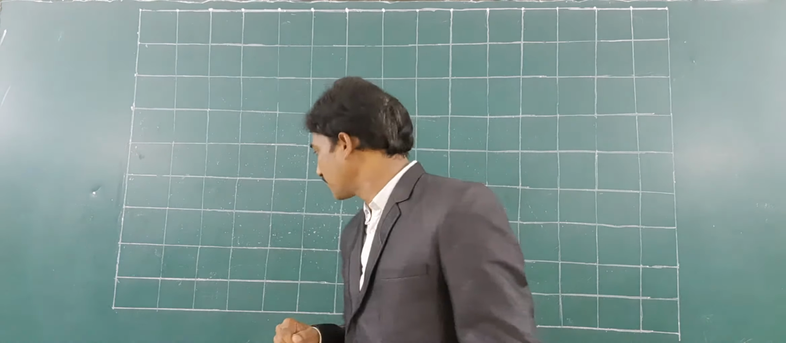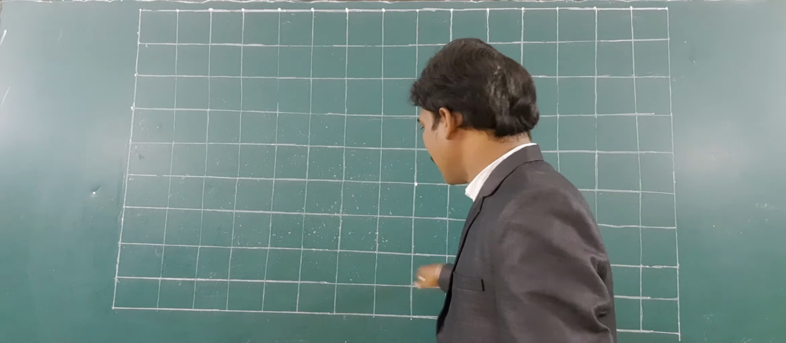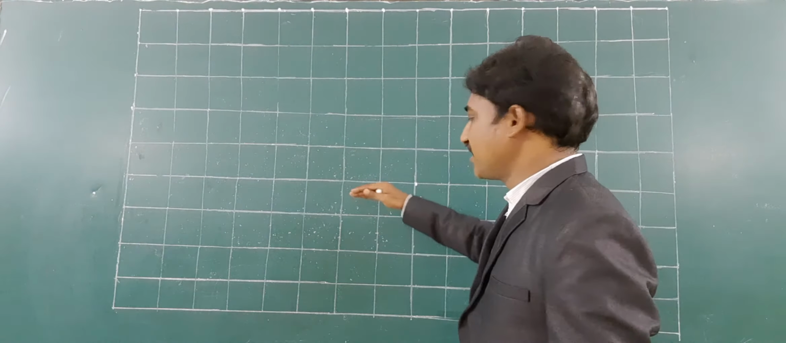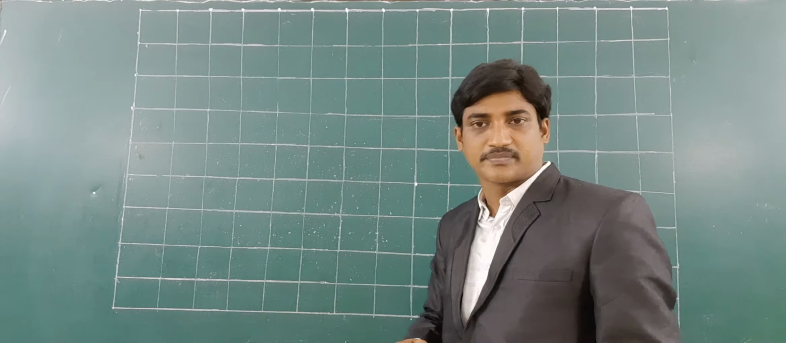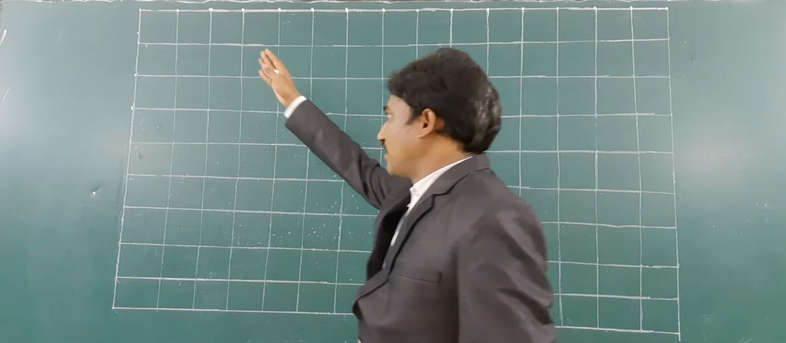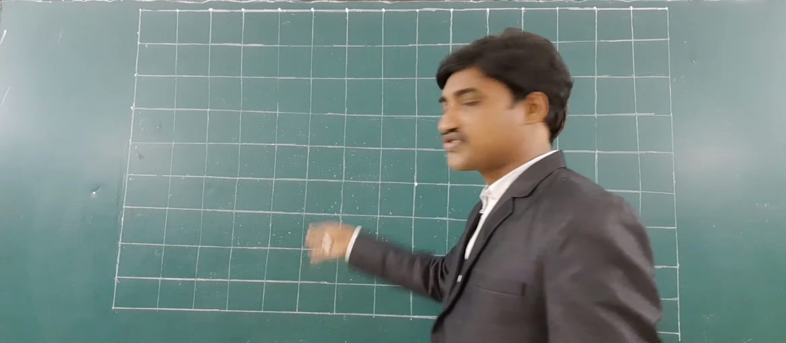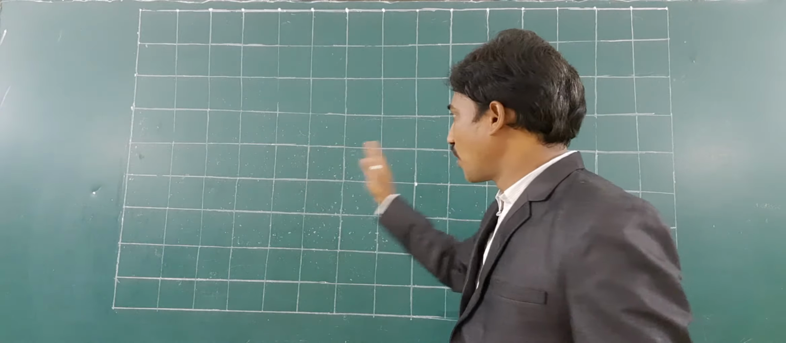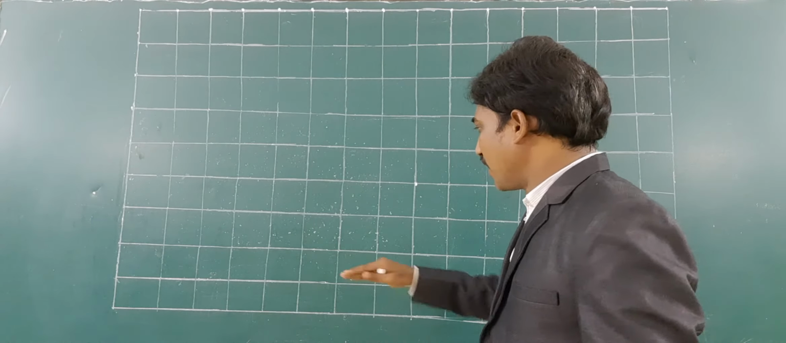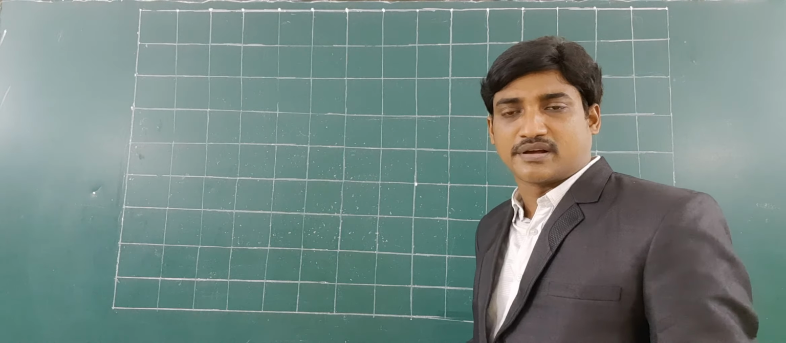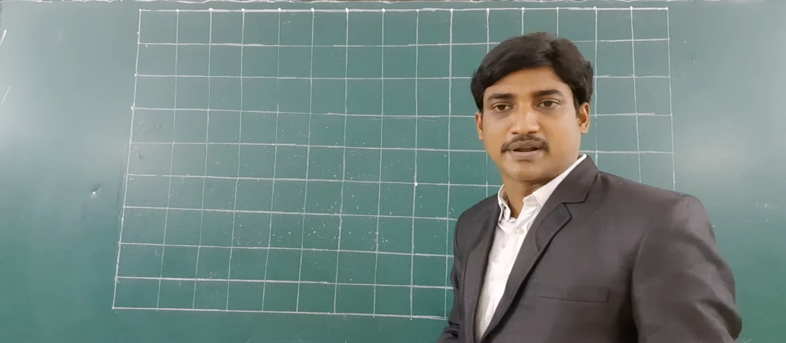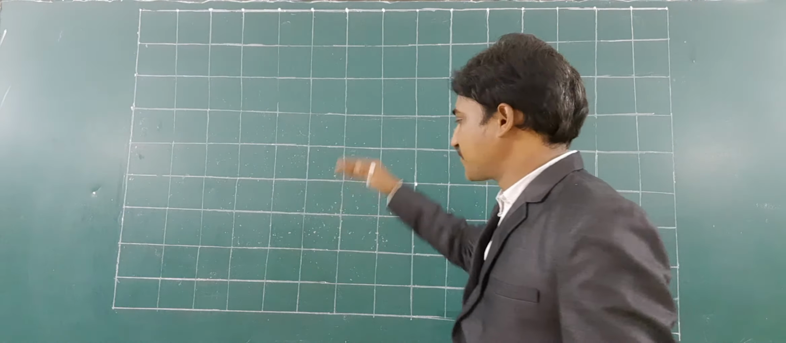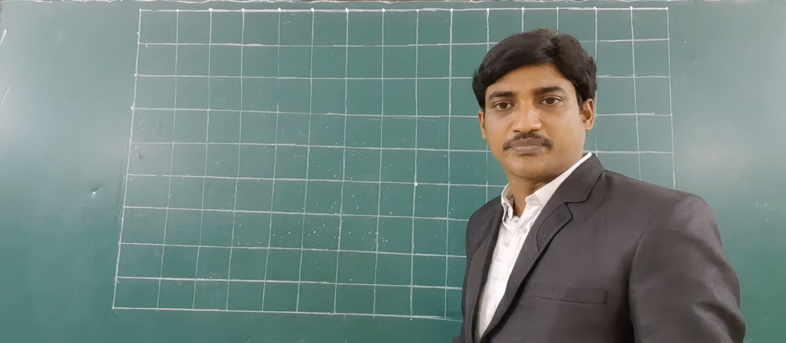On a sheet of paper, we draw horizontal lines across the entire paper, spaced 1 centimeter or 1 inch apart, and we draw vertical lines by giving the same space, 1 centimeter or 1 inch. If the horizontal lines have 1 centimeter spacing, the vertical lines also have 1 centimeter. If the horizontal lines are given 1 inch space, the vertical lines should also be given 1 inch space.